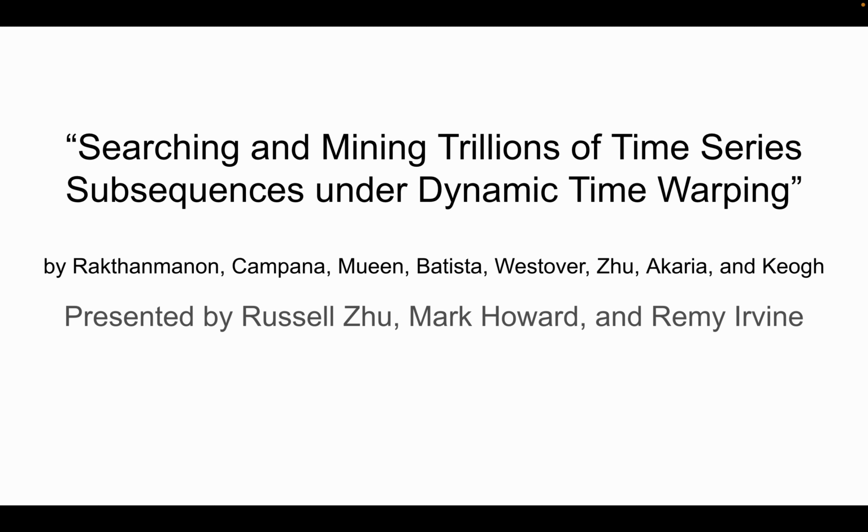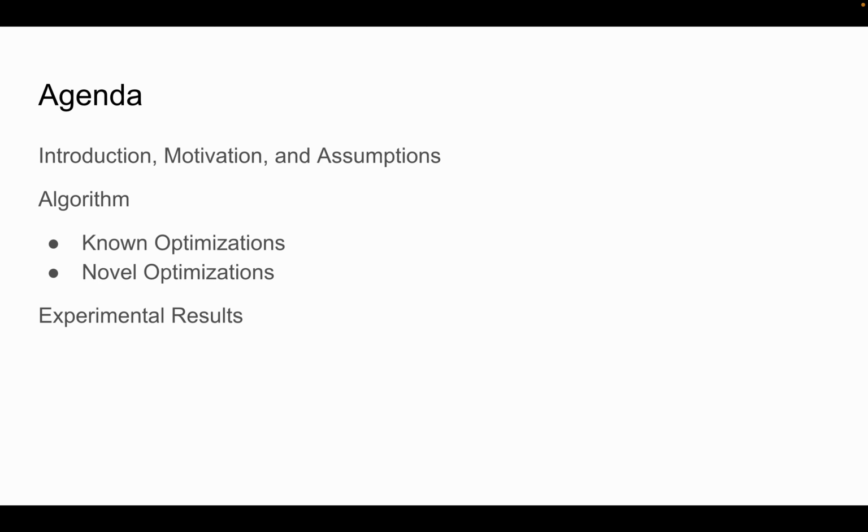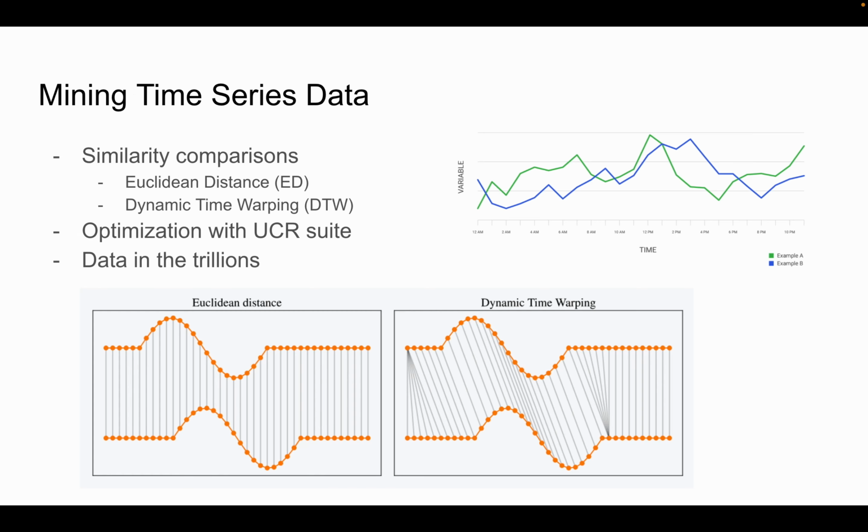In this presentation, we will be analyzing the article Searching and Mining Trillions of Time Series Subsequences under Dynamic Time Warping. We will first go through the introduction, motivations, and assumptions for this paper, followed by an in-depth description of known state-of-the-art optimization techniques. We will then talk about the new, novel optimizations the UCR suite provides and the results based on these techniques.